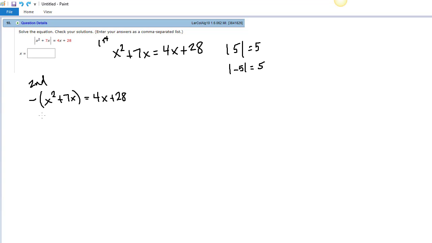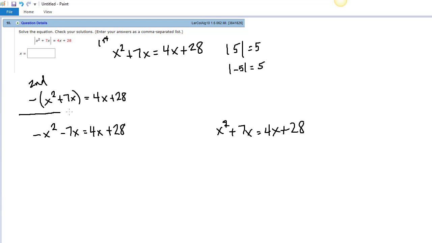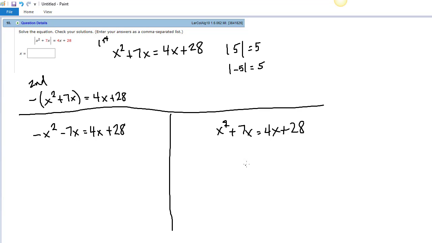Let's distribute that negative, and we get negative x squared minus 7x equals 4x plus 28. And then we have the other one, which is x squared plus 7x equals 4x plus 28. So we have these two scenarios. This is kind of like a quadratic in that we have to solve two different scenarios here. So let's start with the one on the right, actually, because it's easier.